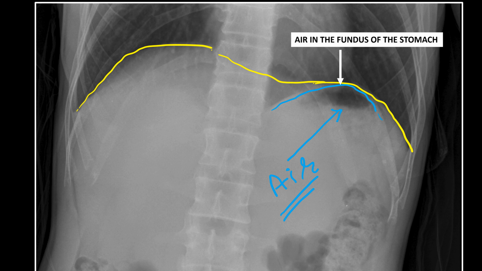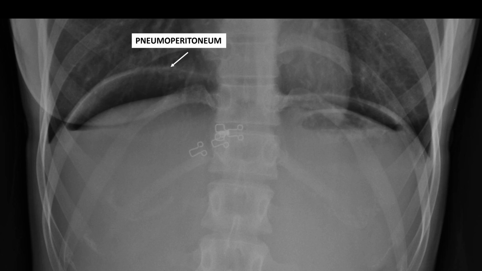In a normal abdominal X-ray, we can see air in the fundus of the stomach, which is just below the left dome of diaphragm. It creates a black shadow and is known as the air under the left dome of diaphragm or air in the fundus of the stomach. It is a normal condition. This is the right dome of diaphragm and this is the left dome of diaphragm. In this X-ray, we can identify the right dome of diaphragm and left dome of diaphragm.